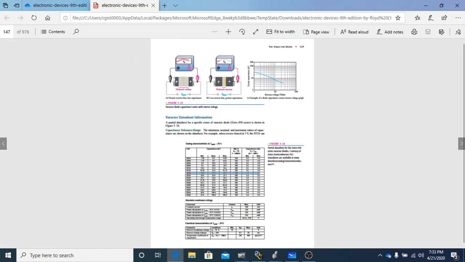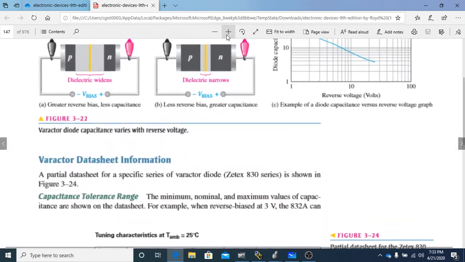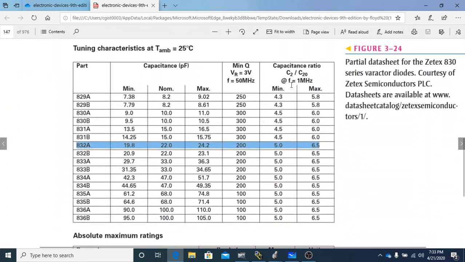And let me go back to that data sheet. And you'll see right here, capacitance ratio. So C2 is the capacitance at 2 volts, and C20 is the capacitance at 20 volts. So what we're going to be using is this minimum here in our formula, and I'm going to show you. So we're going to be using this number here. That's going to be our ratio. And this number here is going to be the number we're going to put in for the C2. Okay? And you're going to see exactly what we're going to do.